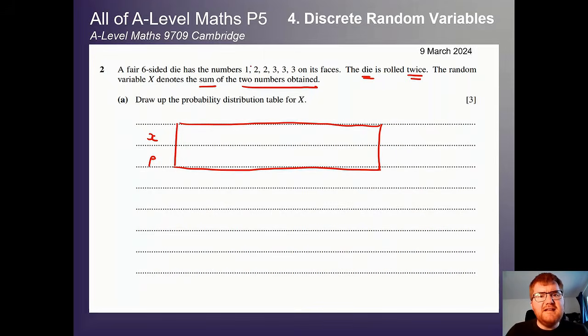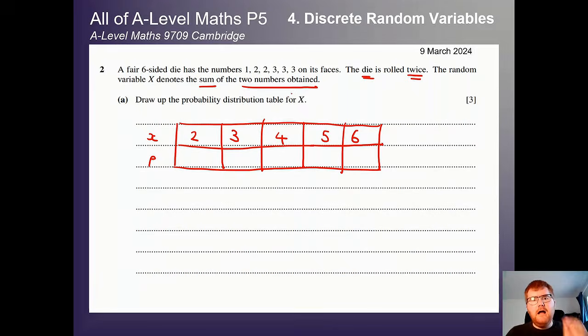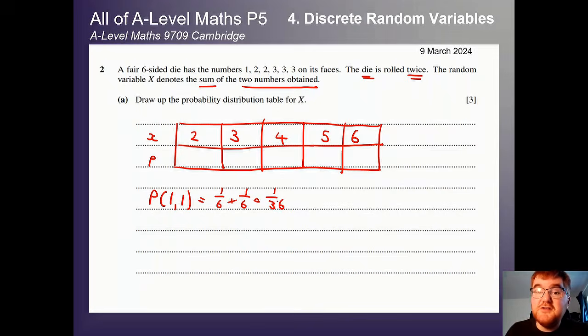So the minimum we can get is 2, so 1 and 1. And the maximum we can get is 3 and 3, which is 6. So we've got 2, 3, 4, 5, and 6. And at this point now, we just need to work out the probabilities for this. Now the first one is, I think, fairly straightforward. We've got, first of all, 2. So the only way we can get a 2 is a 1 and a 1. So that would be 1/6 times 1/6, which is 1/36. No other way of getting 2 with 2 dice. So we have 1/36, popping that in.